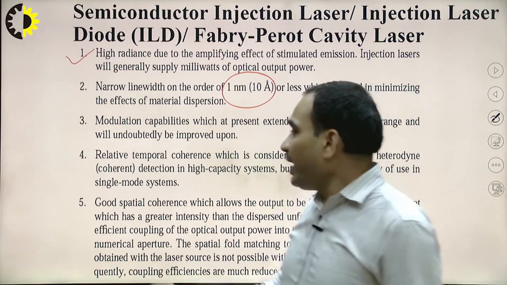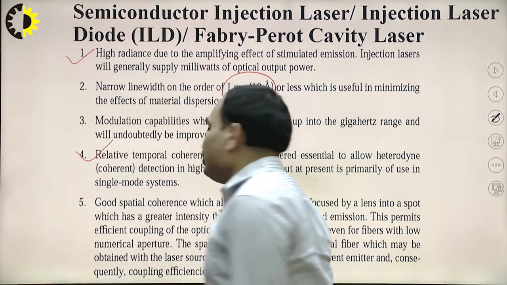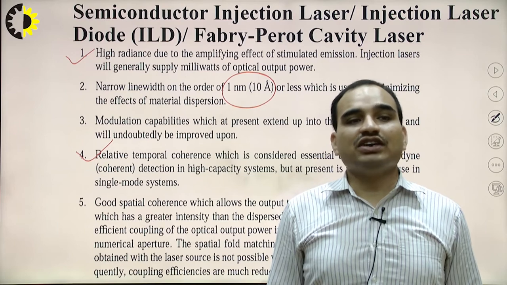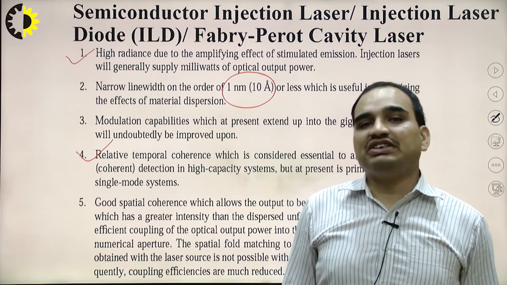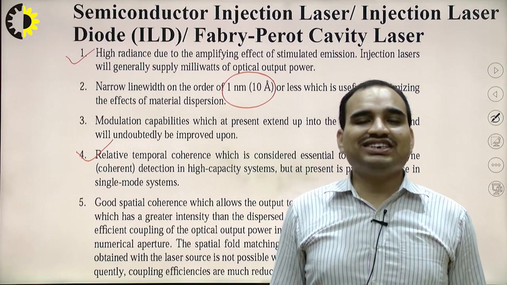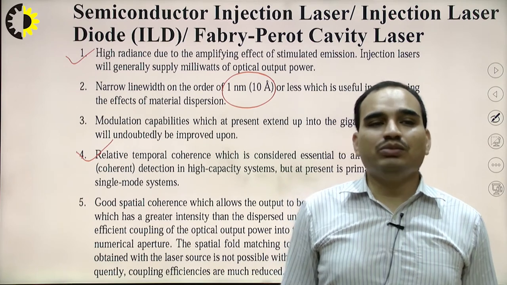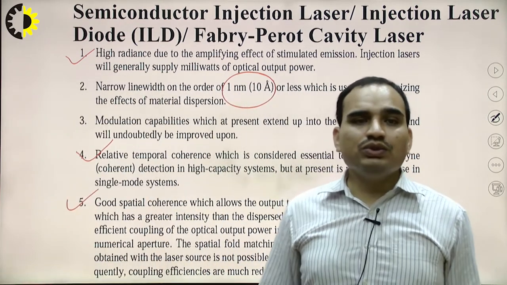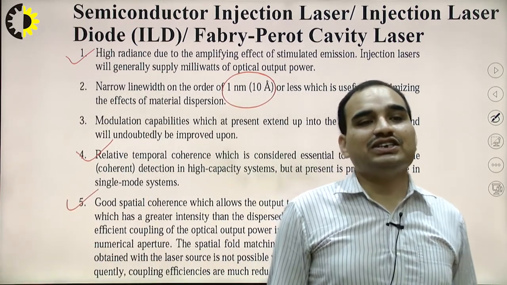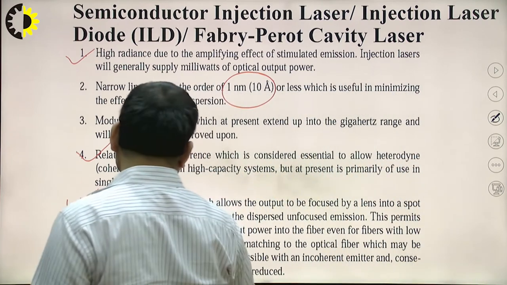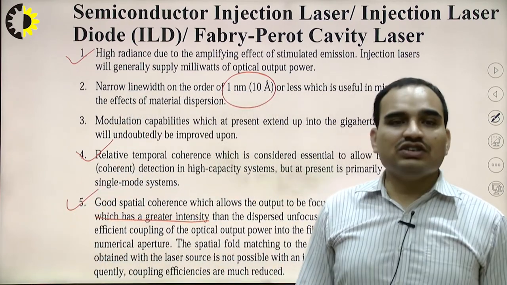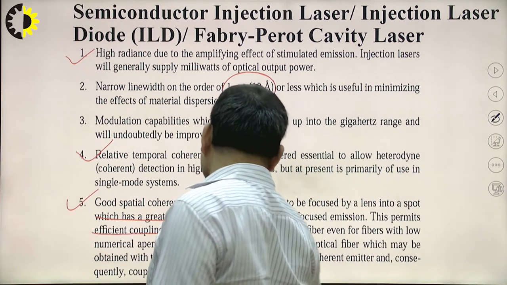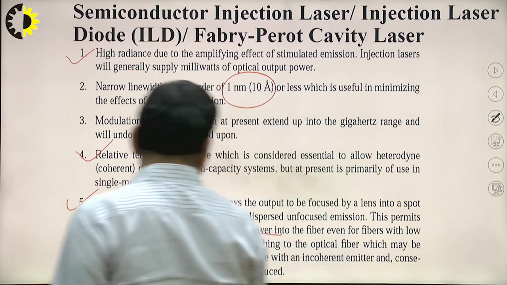Relative temporal coherence, which is considered essential to allow heterodyne, that is coherent detection, in high capacity systems, but at present is primarily of use in single mode systems. Good spatial coherence, which allows the output to be focused by a lens into a spot which has a greater intensity than the dispersed unfocused emission. This permits efficient coupling of the optical output power into the fiber.